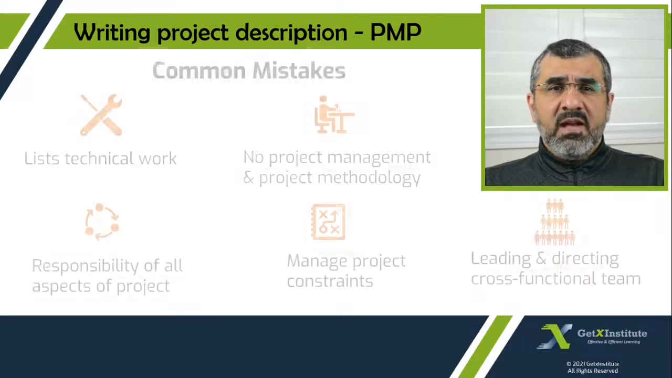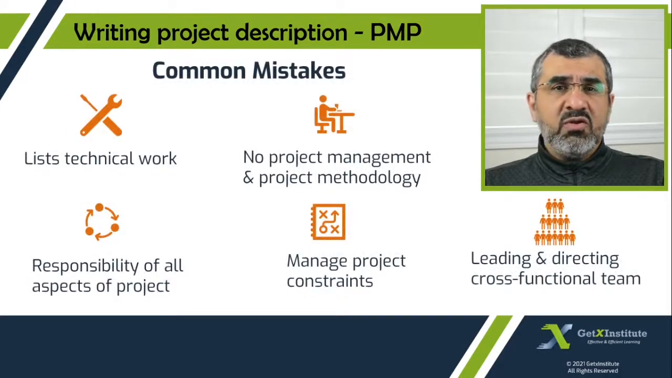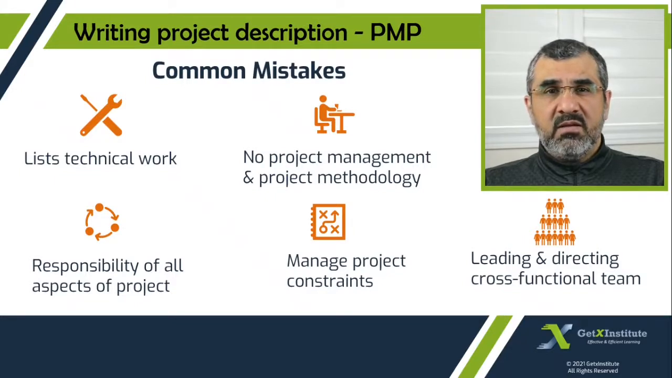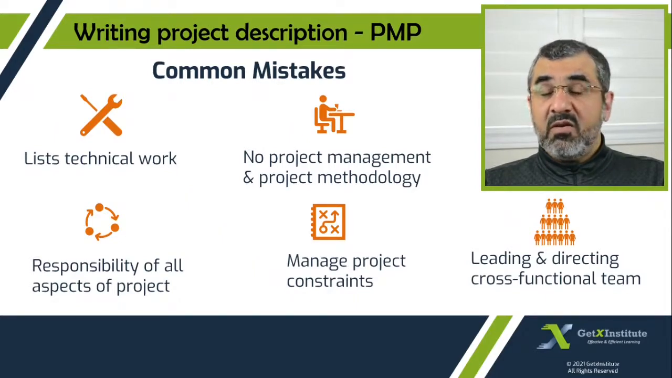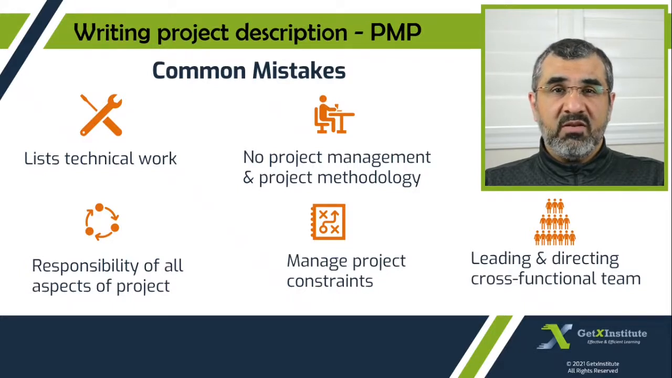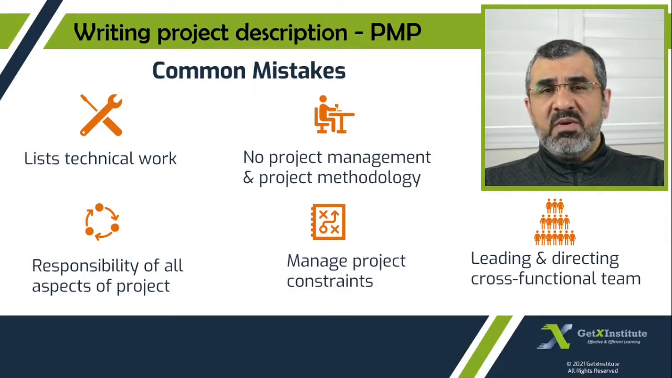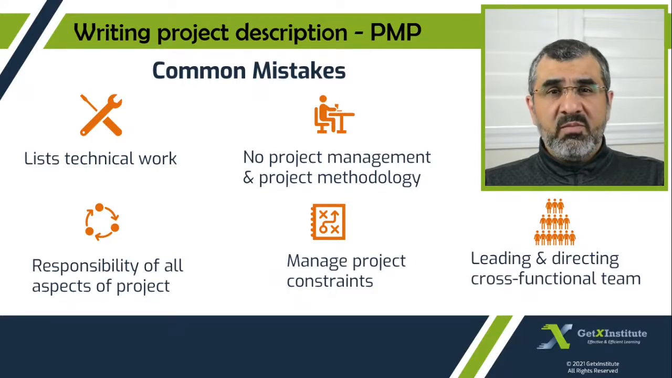But before that, let us be clear and understand what are the most common mistakes PMP applicants make. I'll mention the mistakes now, but then later I will show you some examples. In my experience, the biggest mistake is listing the technical work and not talking about the project management work and not discussing the use of project management methodology. Another mistake is that the applicant has managed a full project, but the way the description is written, it shows that the person was only responsible for part of the project or an aspect of the project. That can result in rejection of the application.